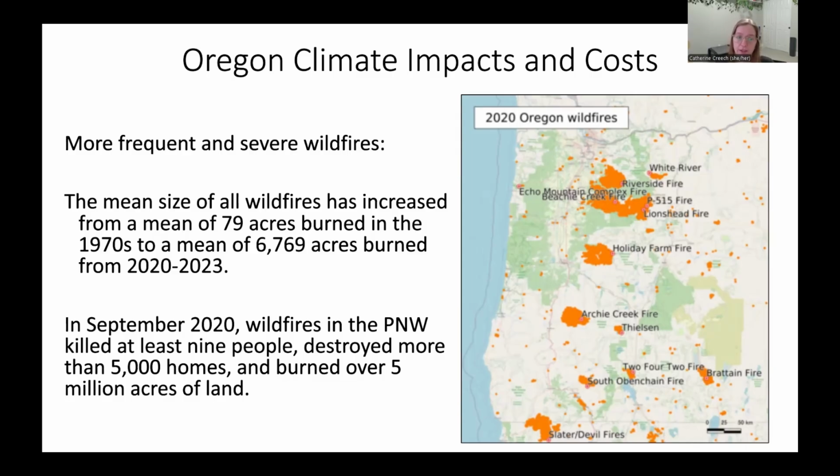In our area in the Pacific Northwest in 2020, we had wildfires that killed at least 9 people, destroyed 5,000 homes, and burned over 5 million acres. Check out this 2020 wildfire map. There's just no safe place. And this is going to continue to be a trend. We're going to see more and more frequent and more severe fires.